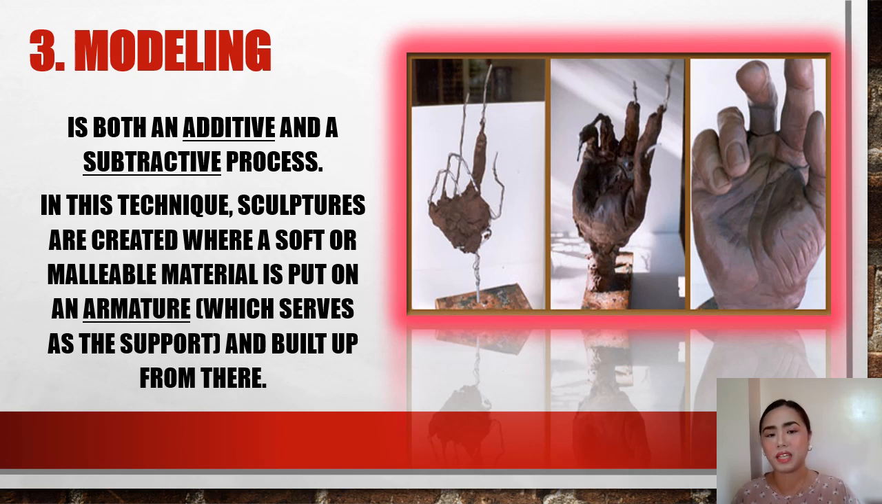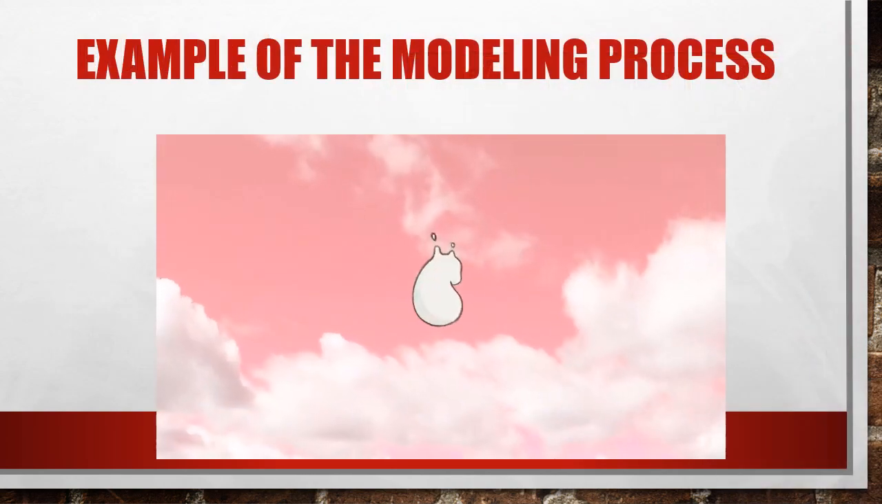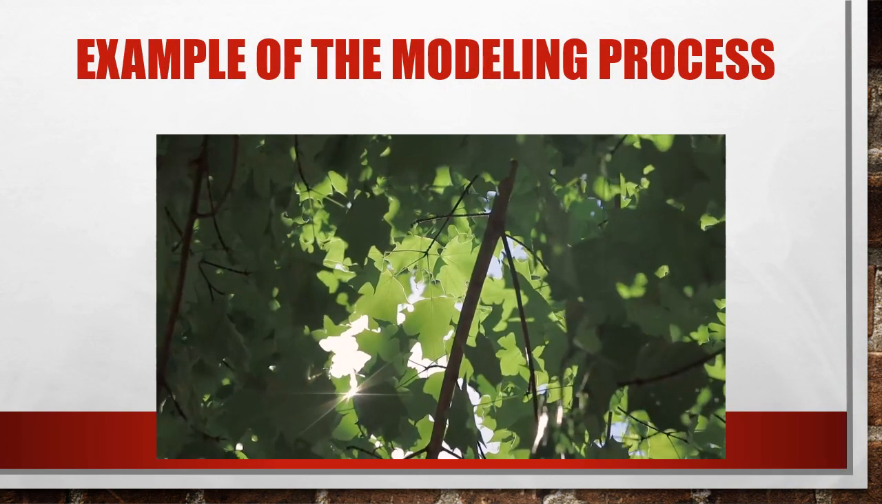Now, if you would look please at the picture on the right side, on the left corner, that is your example of an armature. Your armature is usually made from metal wires. For example, if you want to create the hand, you have to fashion first the design of your modeled sculpture using the metal wire. Your armature will serve as the skeleton or the foundation of your modeled sculpture, and then you start building up from there. Here is an example of the modeling process.